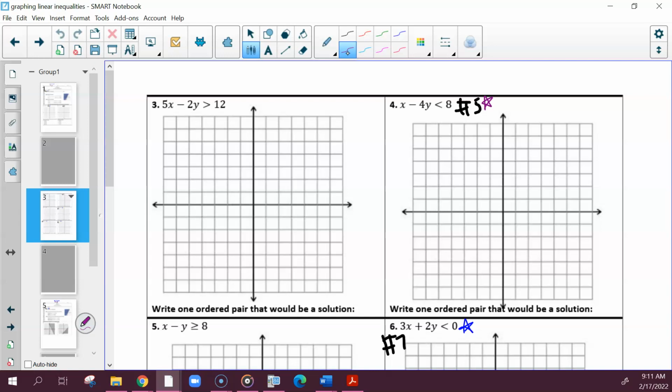Okay. So for number 3, can we graph this as is? No. We have to make it slope-intercept form. So what do we need to do that? Subtract 5x on both sides. Negative 2y is now greater than negative 5x plus 12. Divide everything by negative 2. So our inequality is now y is less than 5 over 2x minus 6.